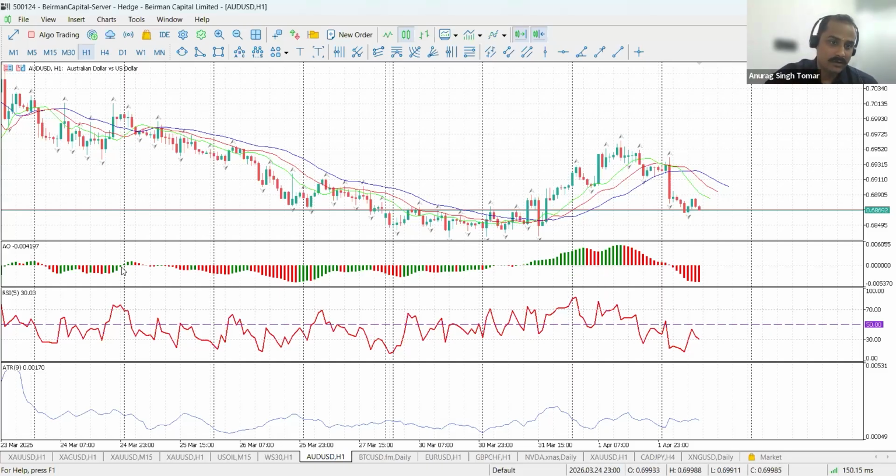See over here, right? One, two, three, and after three, the red has come. So it will clear your noise and you'll not get fake entries, or false entries.